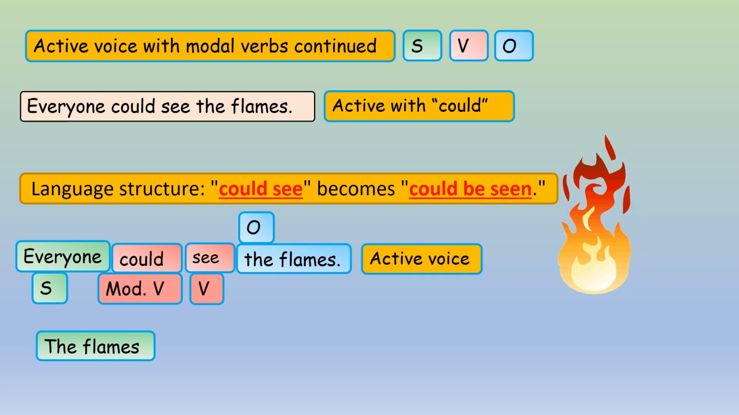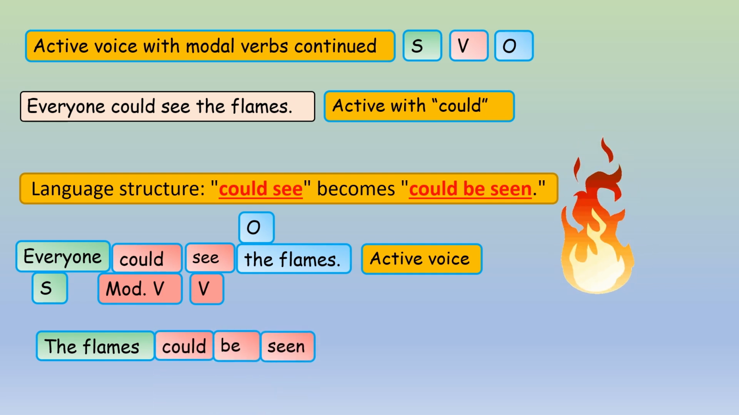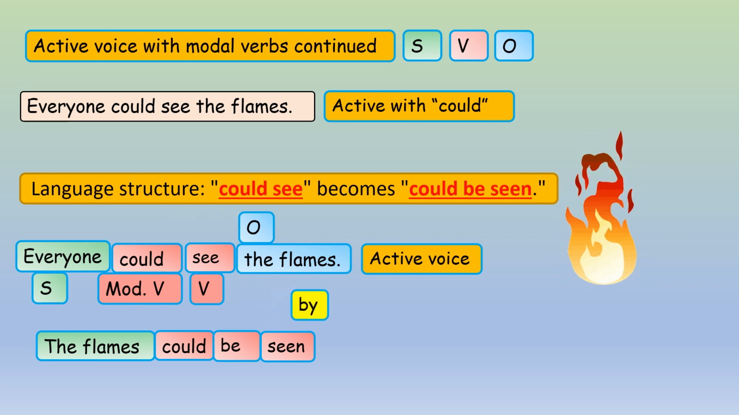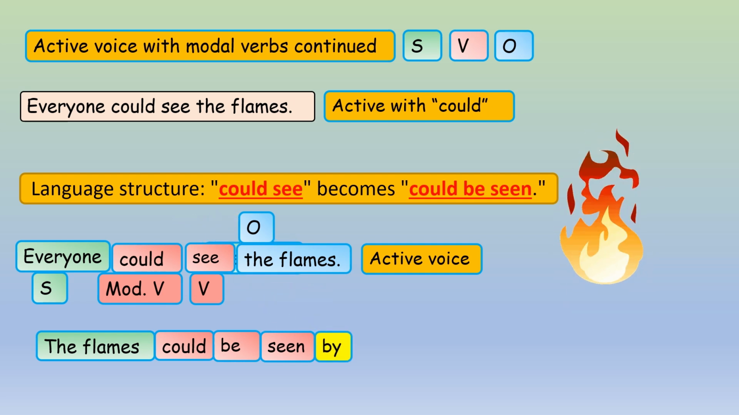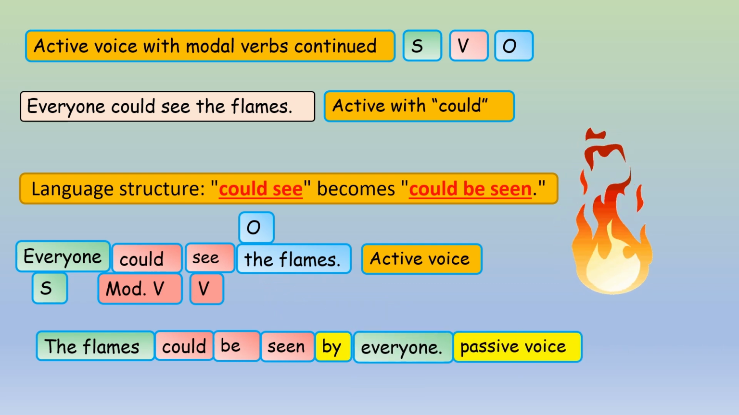Let's now lay out the passive voice. The flames, we start with the object of the active sentence. It becomes the subject of the passive sentence. The flames, there's our grammatical structure, could be seen. And then by, with our agent, everyone. And that is passive voice.